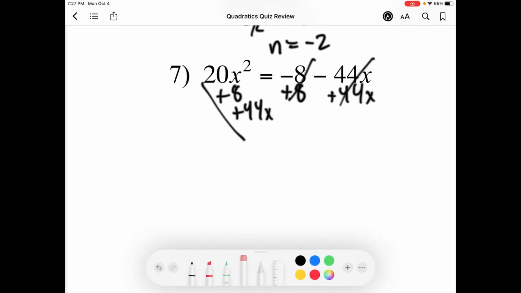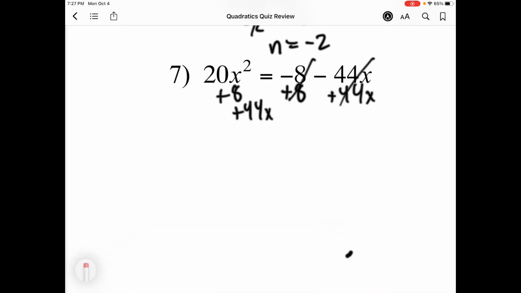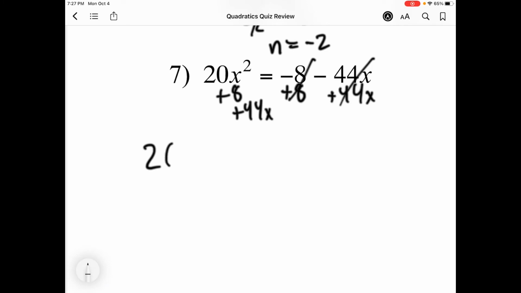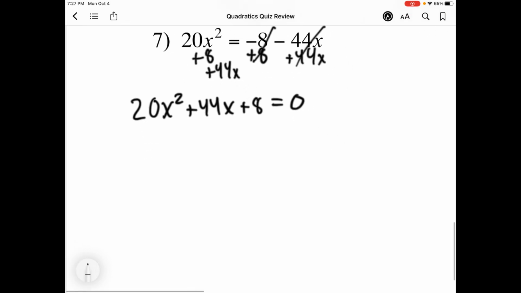So what we're going to do is write 20x squared plus 44x plus 8, and then it equals 0. They don't combine. All right, so next thing we got to do, we're going to look for the greatest common factor.